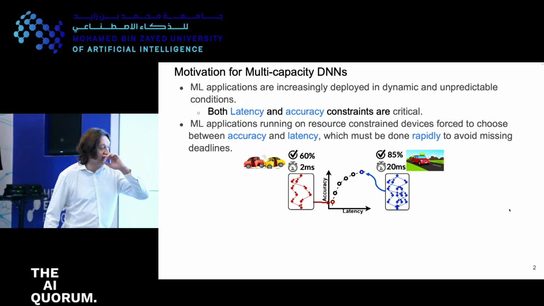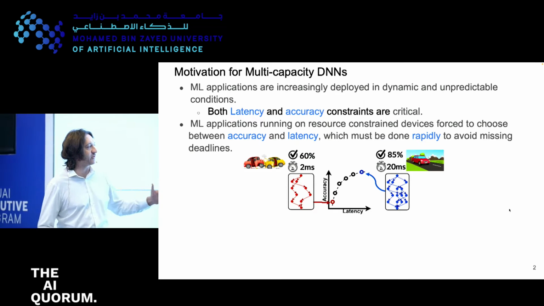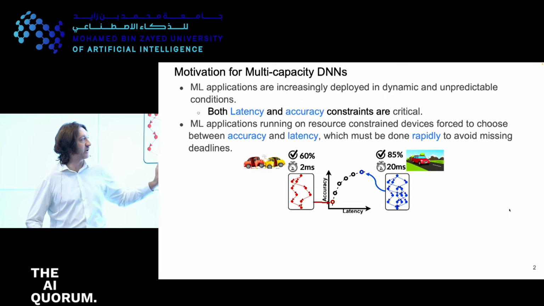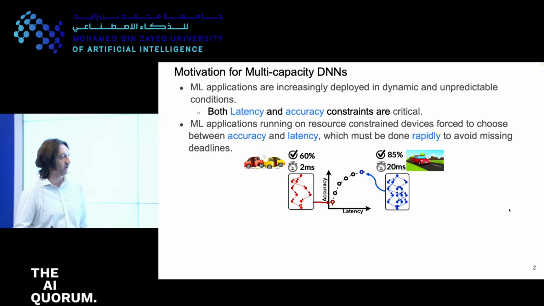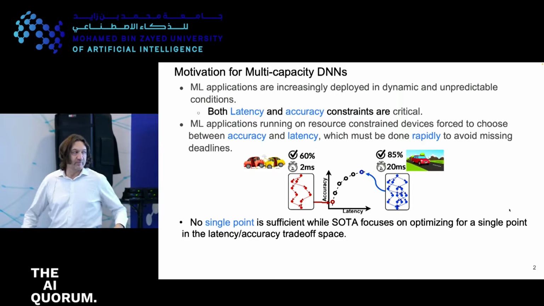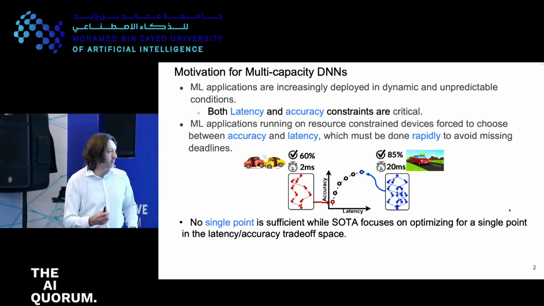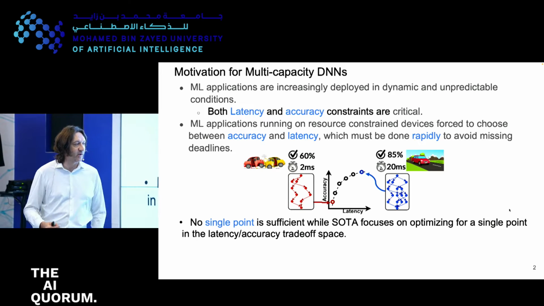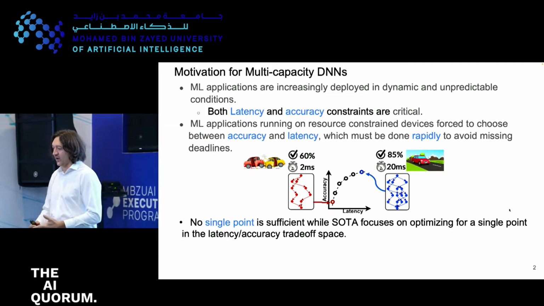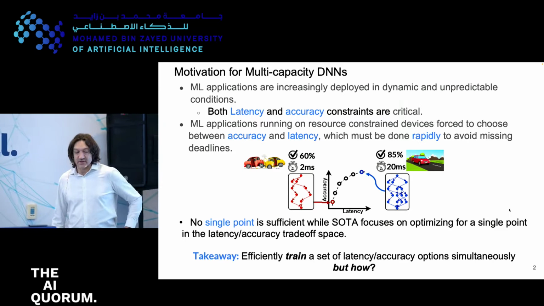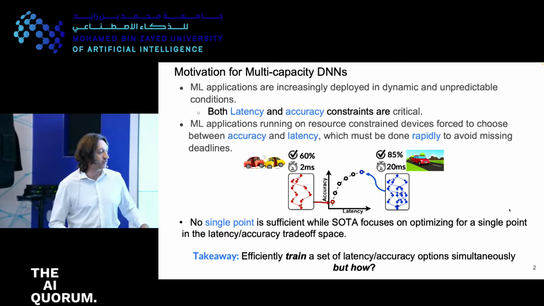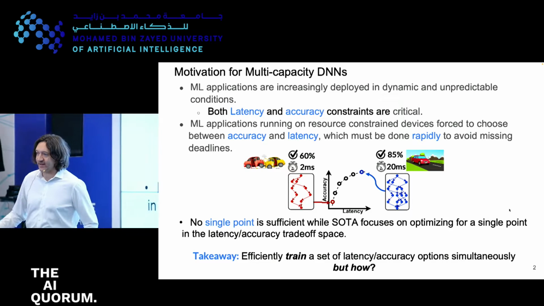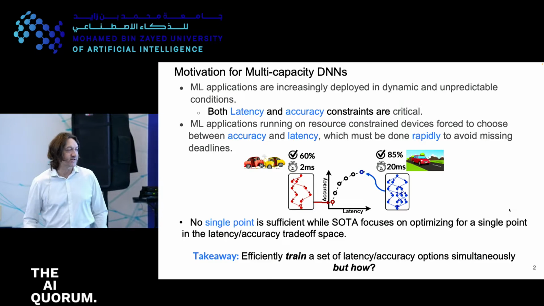So this example should motivate that in one case you might be willing to use something that is further to the left in the accuracy latency trade-off space, while in the other case you might be willing to use something that's in the top right-hand part of this latency accuracy trade-off space. The important takeaway from this slide is that I don't think a single point in this latency accuracy trade-off space is sufficient, while state-of-the-art focuses on optimizing for a single point. So what we want is to be able to train a family of models. We want to be able to train a set of latency accuracy options at the same time, cost efficiently. But the question is how?